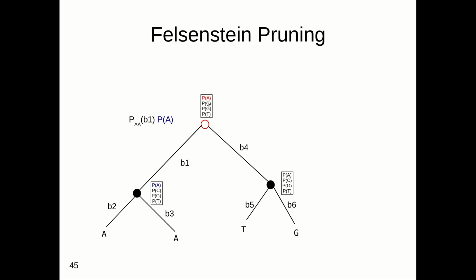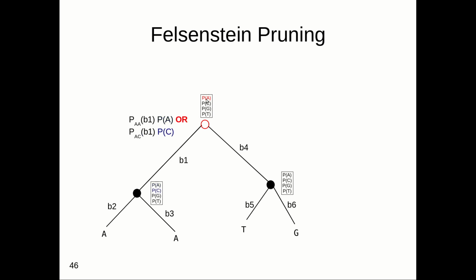Here, well, what's the probability of observing an A? It is the probability of doing a transition along this branch, B1, and ending up in an A again. So it's the probability of going from A to A in time B1, multiplied with the probability that we have an A here. So this is one possibility that we could end up with an A here. We are in an A here, we do a transition from A to A along this branch, and we end up in A again.